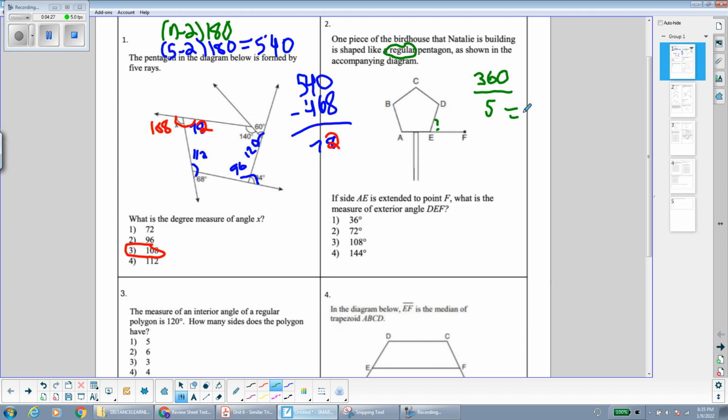Going over to my calculator, if I do 360 divided by 5, I will get 72. And that should be the measure of each of the exterior angles of this pentagon.